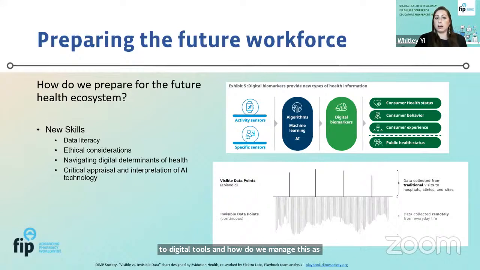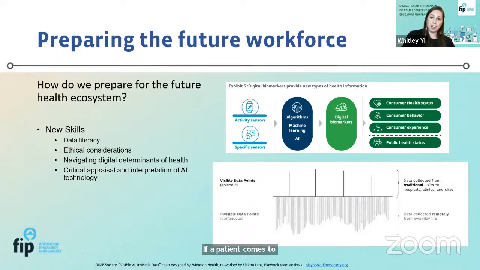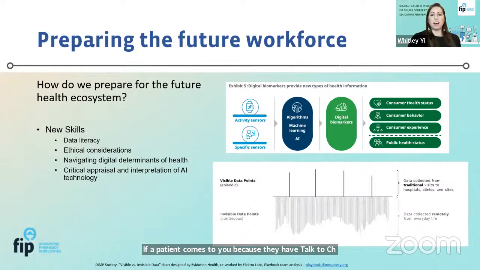And lastly, critical appraisal and interpretation of AI technology. Just like we have focused on evidence-based medicine and how to understand and apply studies and understand if those apply to the patient in front of us, how do we do the same thing with AI? If a patient comes to you because they have talked to ChatGPT or a large language model and it's given them a recommendation for their health, how do you then navigate that with a patient and understand where those systems can go wrong, and inform patients when they can and can't trust those systems?